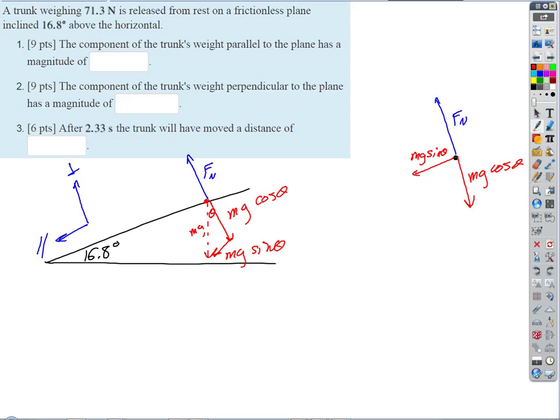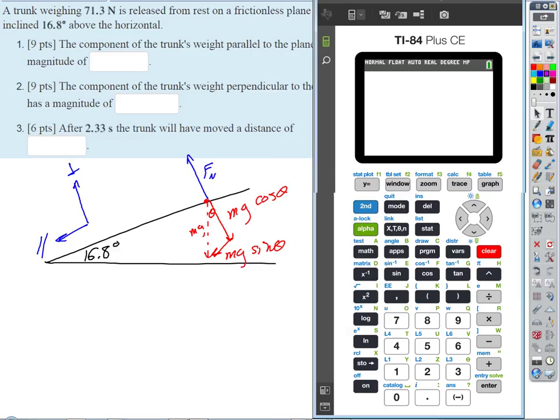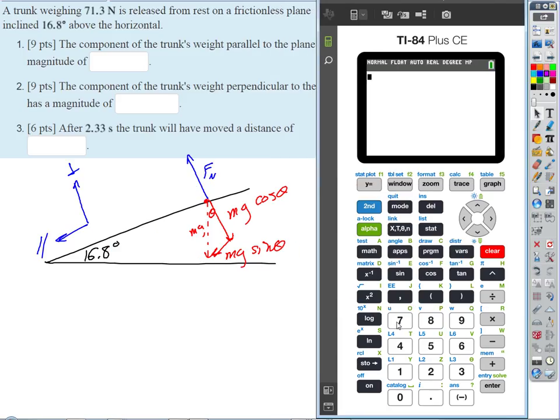If the weight mg is just 71.3, isn't it? Right? I'm just going to multiply that by sine of theta, which is 16.8. Okay? So we get 71.3 times sine 16.8, that's the calculator number.